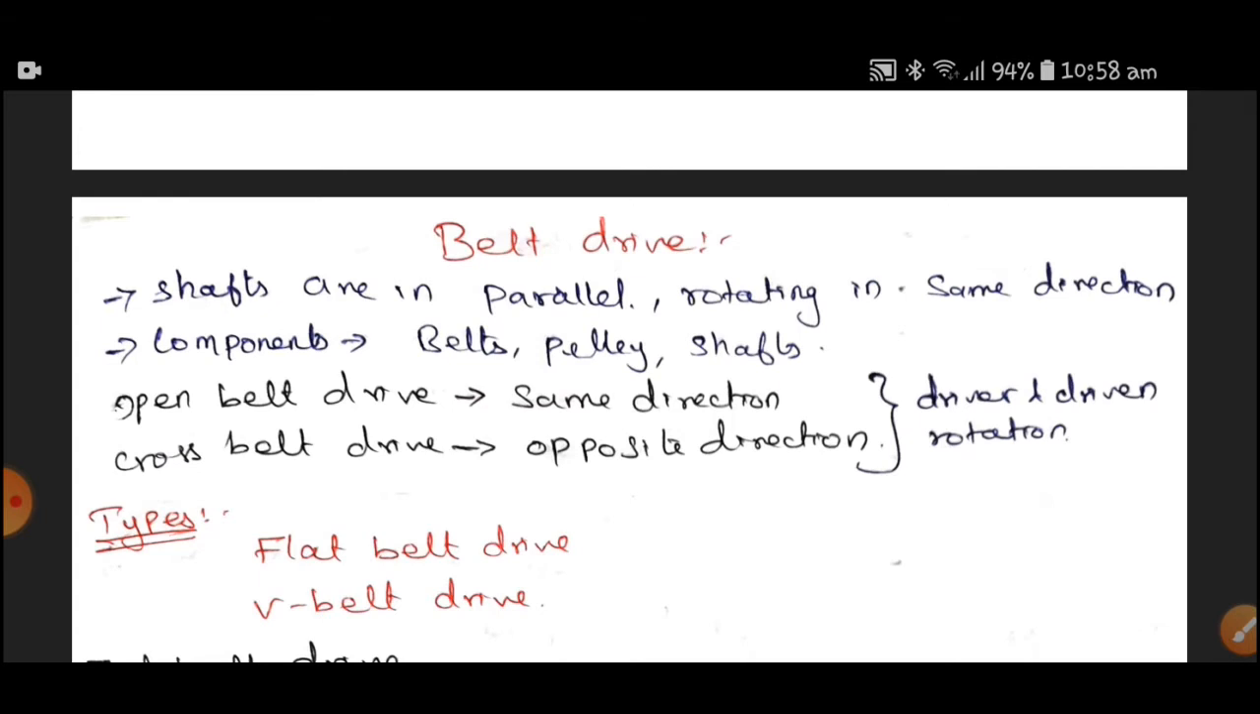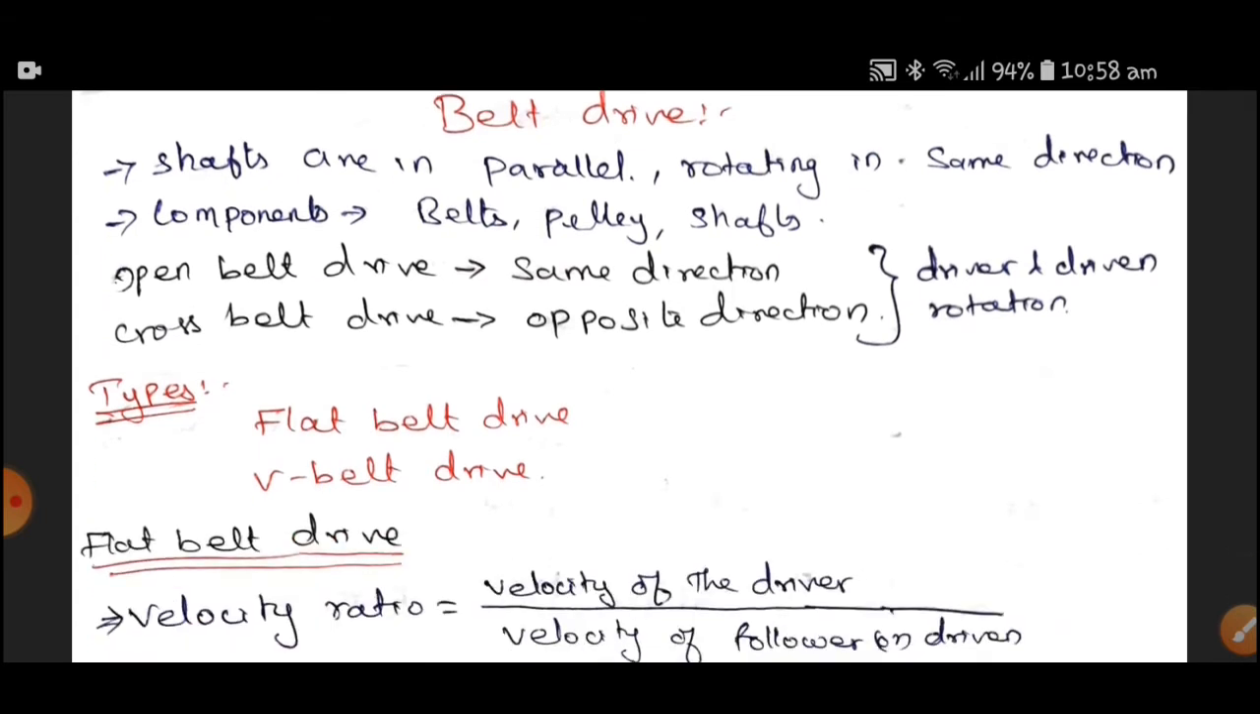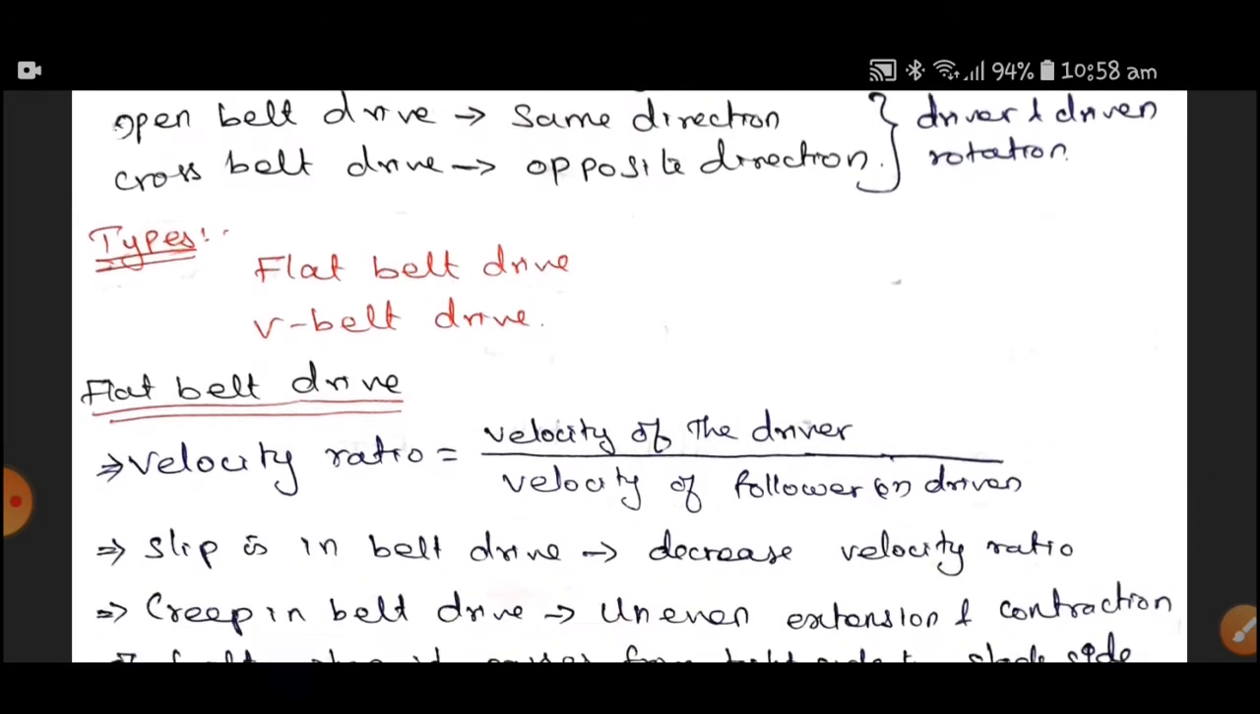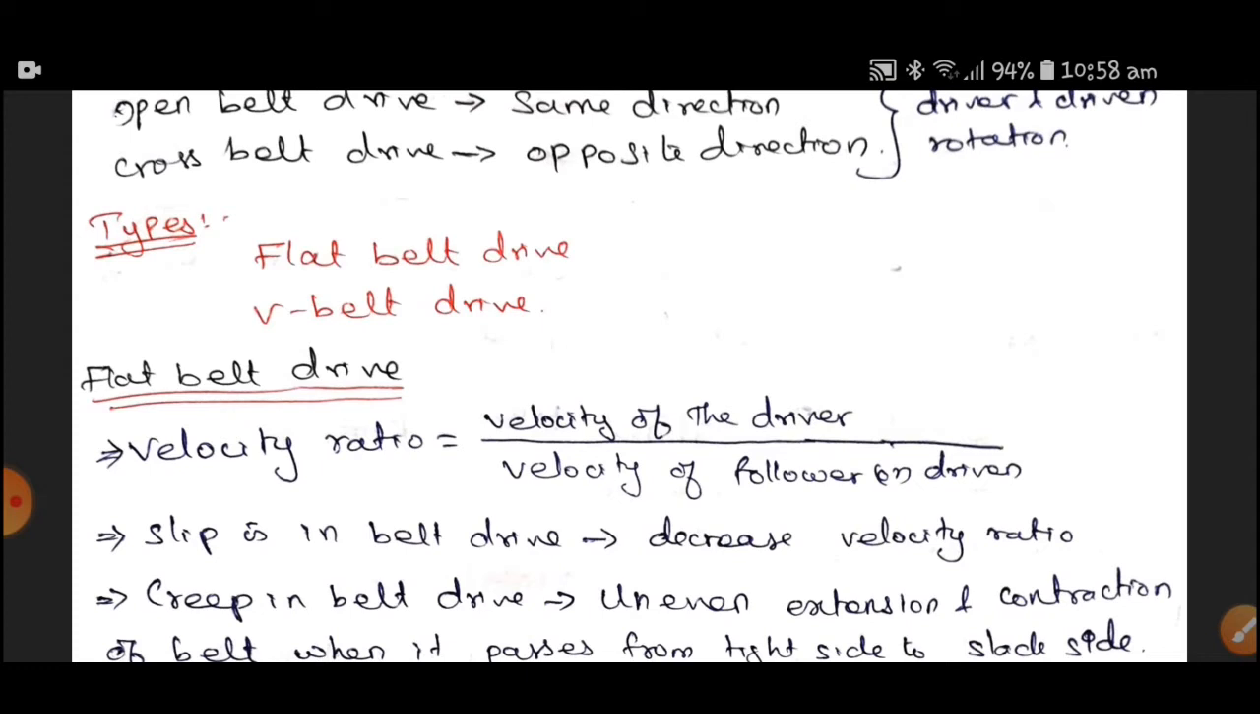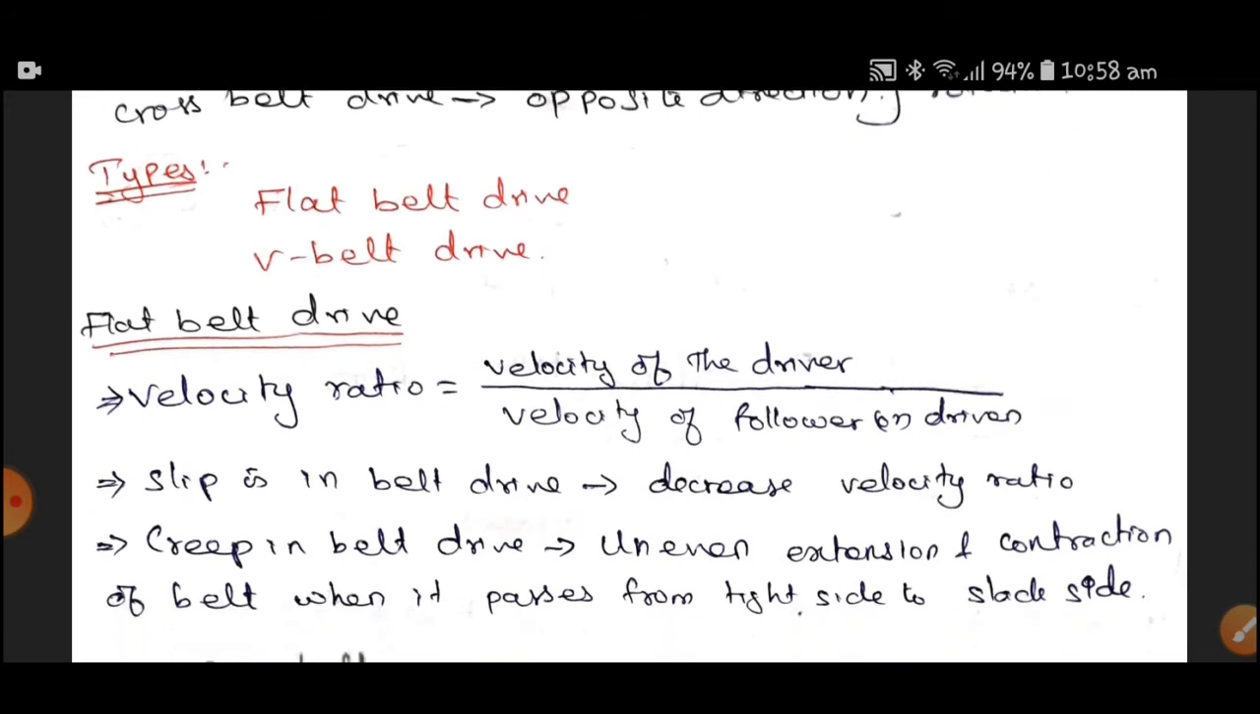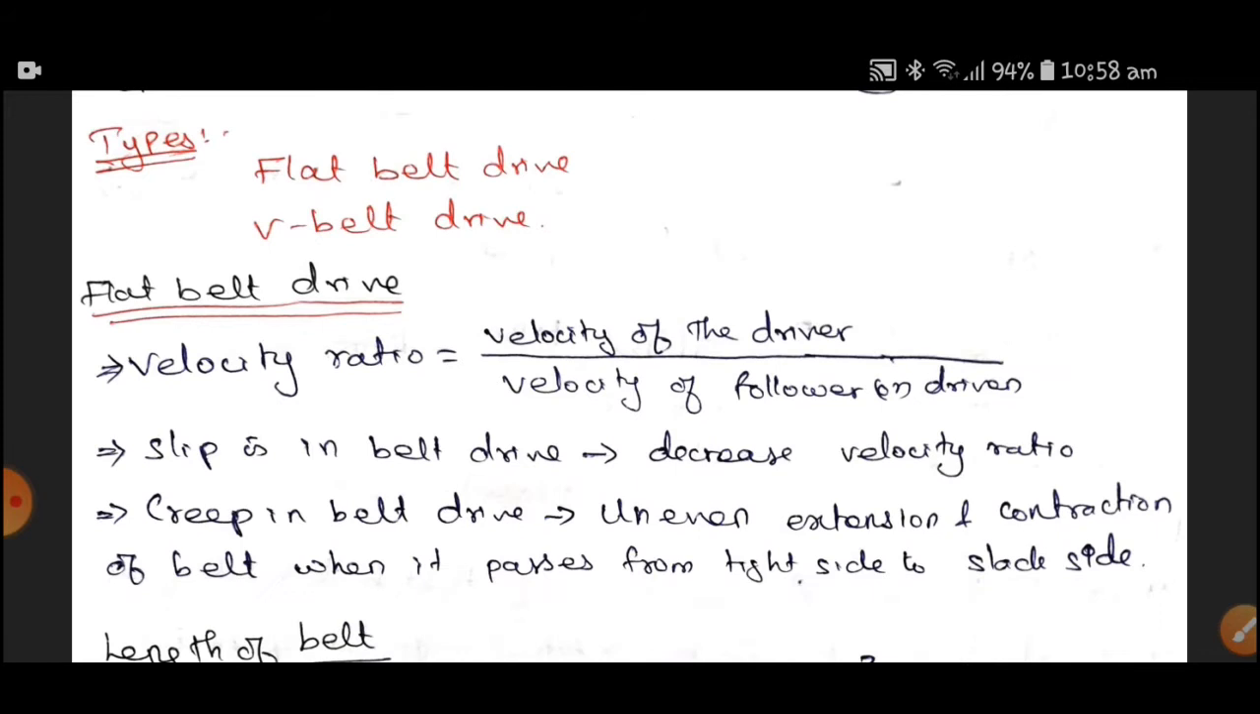Different types of belt drives are flat belt drive and V-belt drive. First, we have to discuss flat belt drive. The flat belt drive velocity ratio is the ratio of velocity of the driver to the velocity of the follower or driven. The velocity ratio of the belt drive is very much important. That is why for the belt drive, velocity ratio is an important one. And slip is a negative phenomenon of the belt drive.